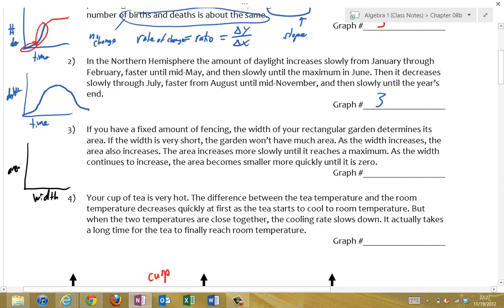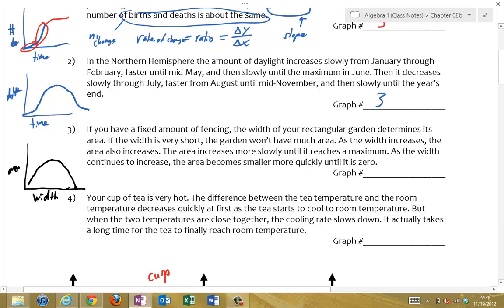Less width, less area. So if I have less width, less area, I'm going to have something down here. As I increase the width, I'm going to have a lot of area. So you increase the width, the area increases. The area increases more slowly until it reaches a maximum. As the width continues to increase, so as you get more to the right, the area becomes smaller more quickly until it is 0. So we're actually going to hit the axis here.